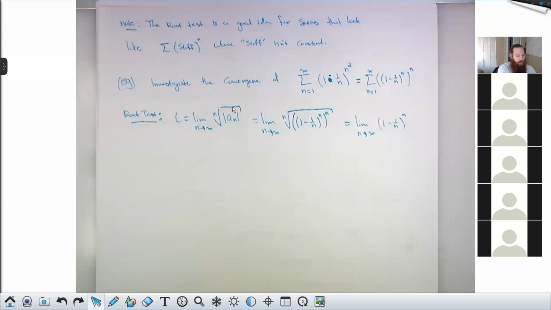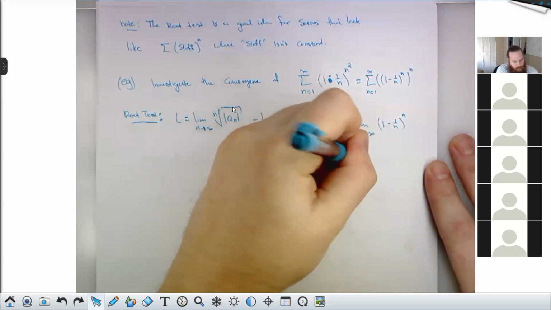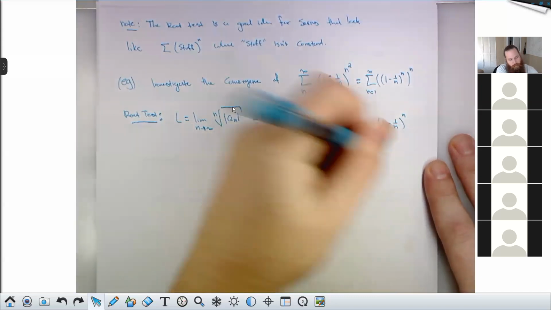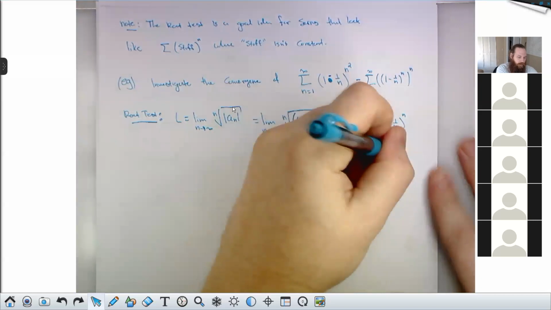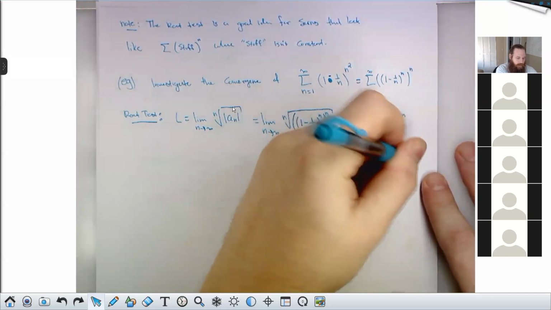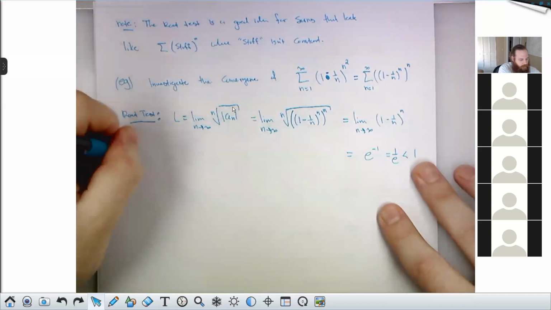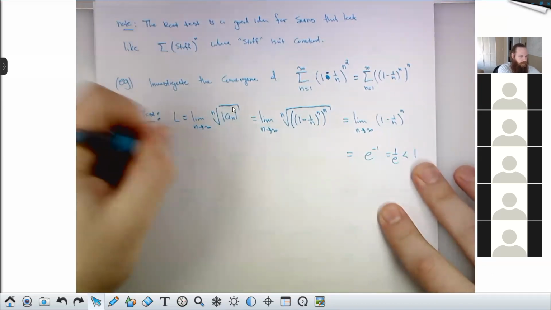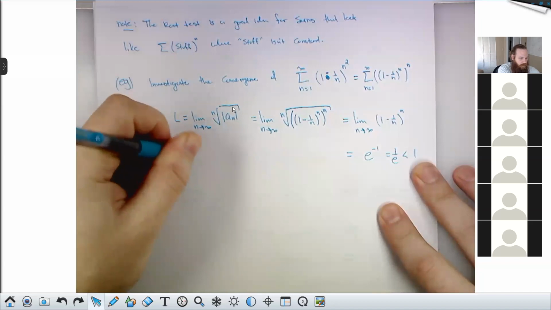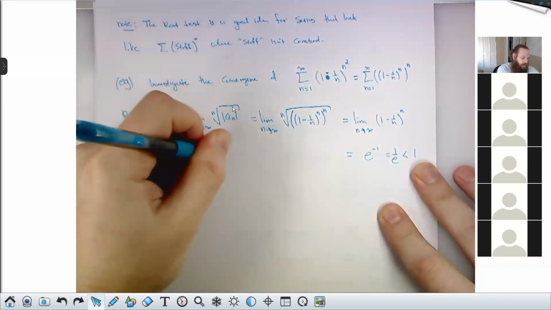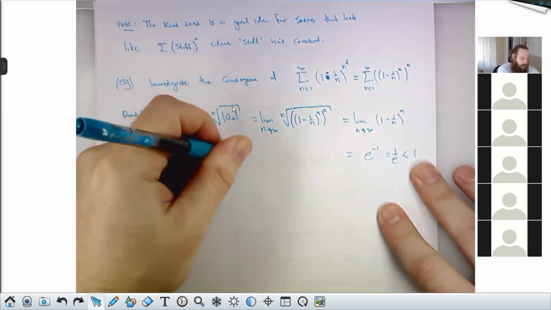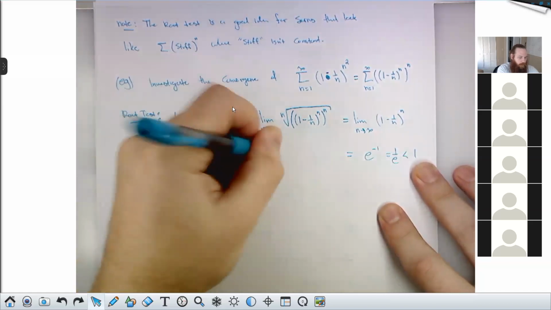I'm going to tell you what this limit is. This limit is 1 over e, or e to the negative 1. And that is less than 1 because e is about 2.7. So the series converges absolutely by the root test.